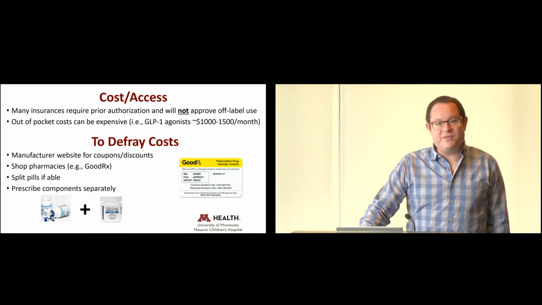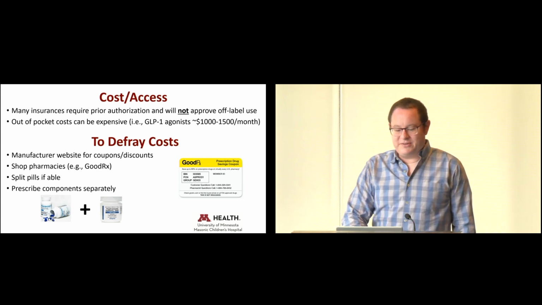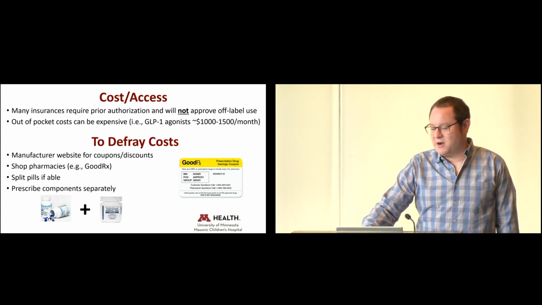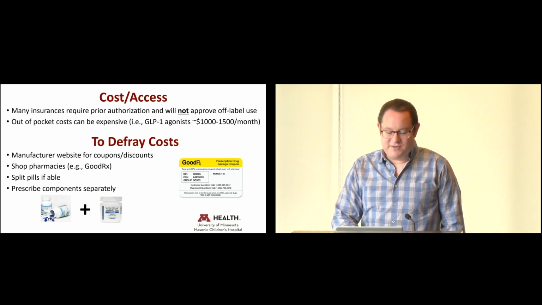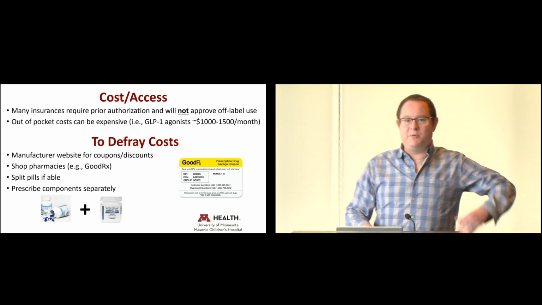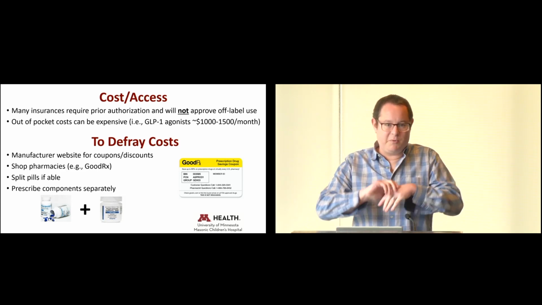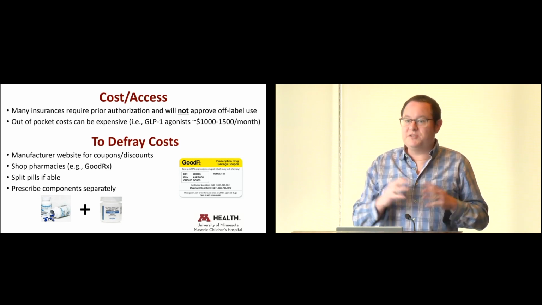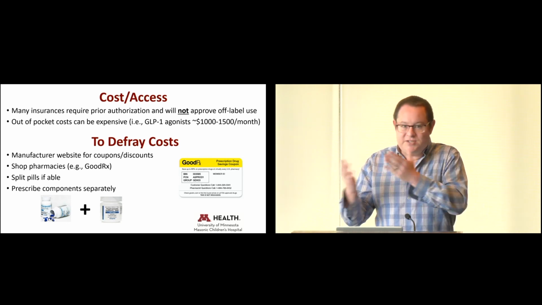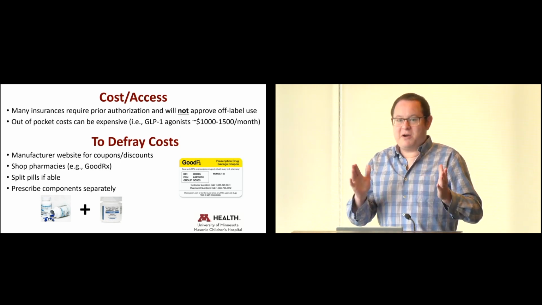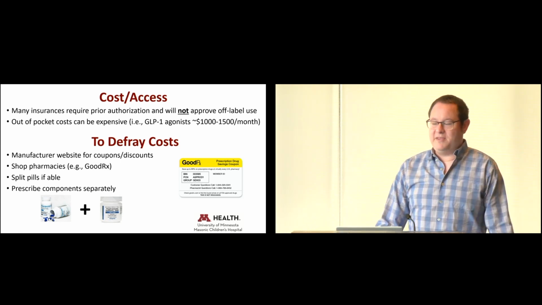So there are different things that we can do, such as manufacturer websites, shopping pharmacies, or using GoodRx. You could split the pills if you're able to. One of the things that we commonly do is, instead of prescribing one of those combo pills that we mentioned before, we might prescribe the two components separately, because both of those components for each of the combination medications that we talked about have been generic, and they're readily available, and they've been that way for many years now.